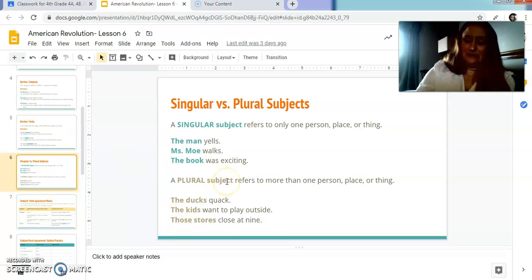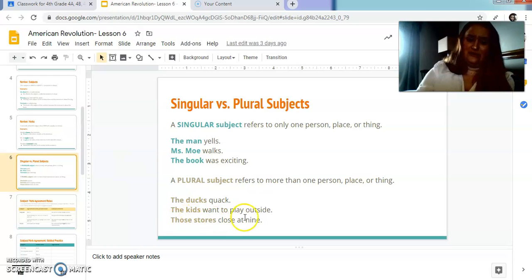Now, a plural subject, as you can imagine, plural means more than one, multiple of something, refers to more than one person, place, or thing that's doing something. So, example, the ducks quack. Obviously, ducks, there's more than one in a sentence, so it's considered a plural subject. They are the who or what doing something, but there's more than one. There's two or more. The kids want to play outside. Kids, again, more than one, plural subject.